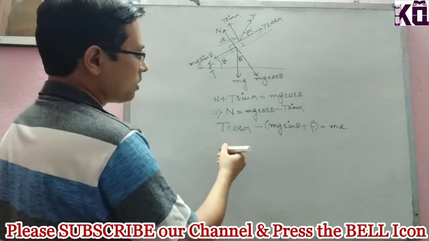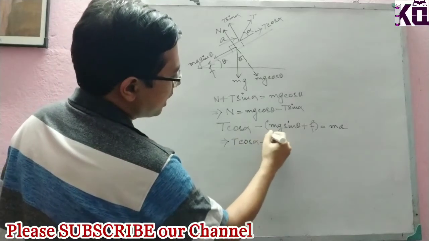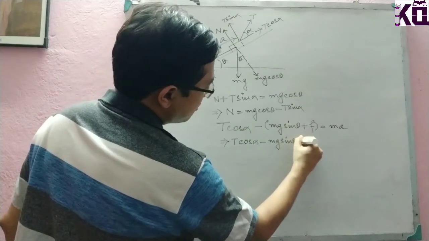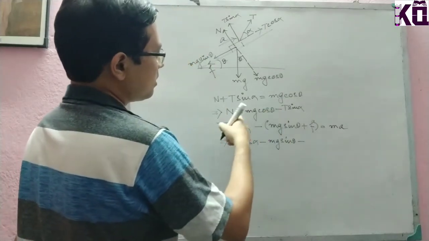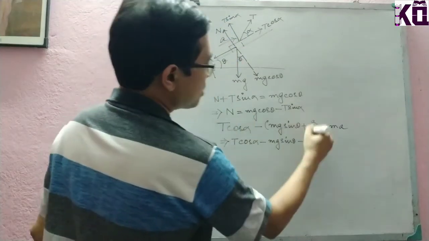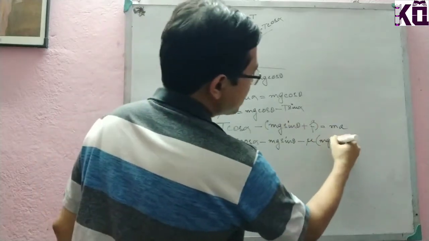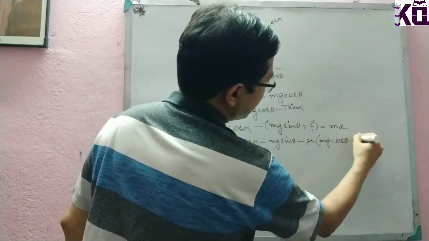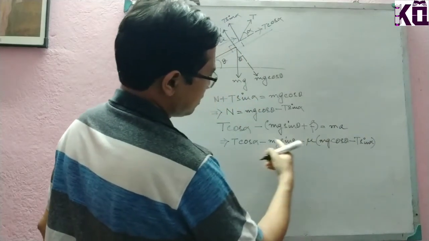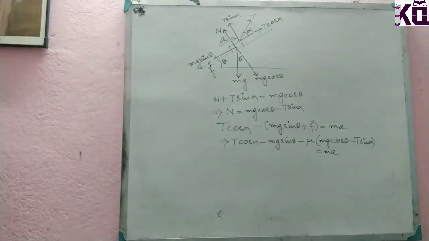So now from this we can write: T cos alpha minus mg sin theta minus F, where F means mu into N. Substituting N as mg cos theta minus T sin alpha, this whole part is equal to m into a. That is the final part.